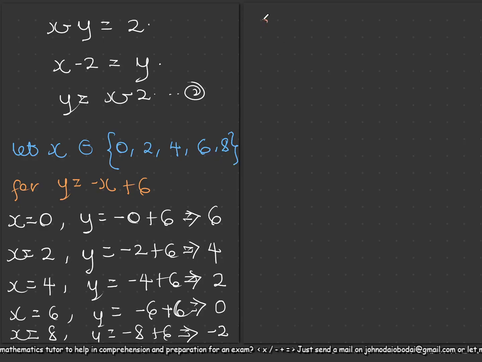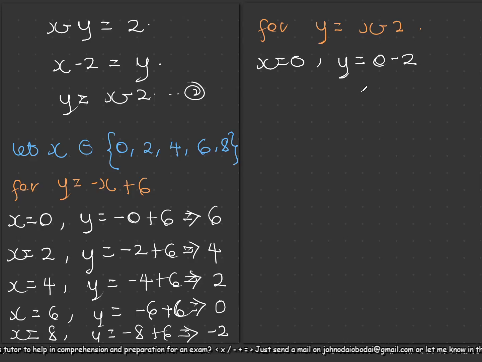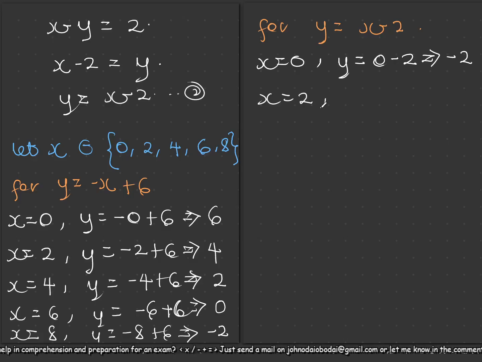So for the second equation, y is equal to x minus 2, and we start with zero. For x equals 0, y will be equal to 0 minus 2, since you are putting 0 in place of x. We are doing all this just to be able to plot out our lines. If you have any faster way, you can do that as well. So this gives us a negative 2. If x equals 2, then y is equal to 2 minus 2.